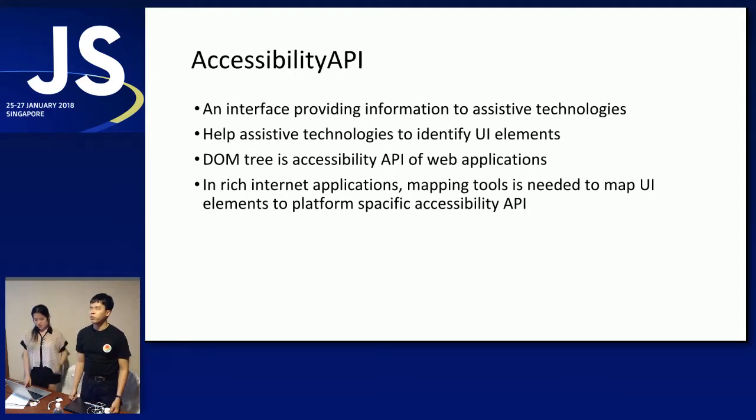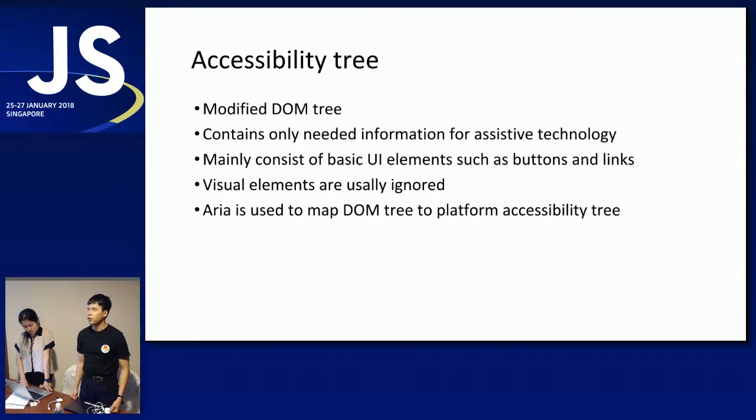For example, on a website, everybody knows the DOM tree, right? The DOM tree itself is not the accessibility API, but the screen reader can make use of it and it becomes an accessibility API. Now, what is the accessibility tree?